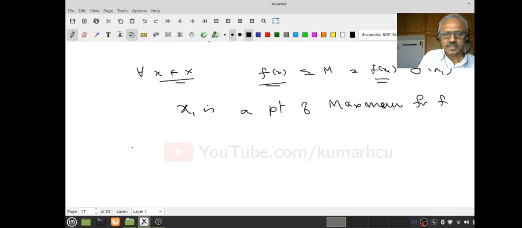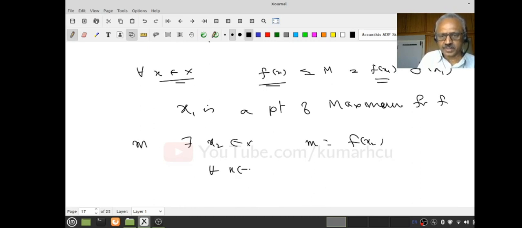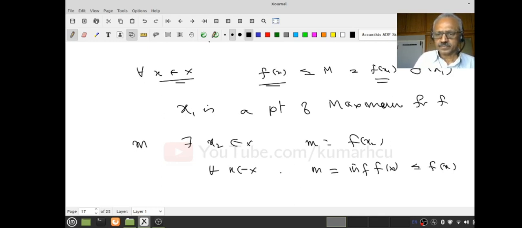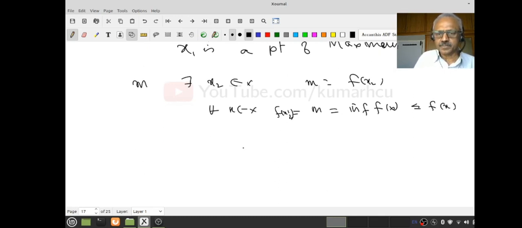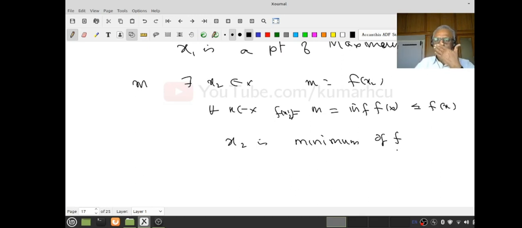Similarly, you can work with m. There is an x2 in X so that m equals f(x2), and hence for all x in capital X, m equals the infimum of f(x). Therefore it's less than or equal to f(x1), f(x2). Therefore x2 is a minimum.